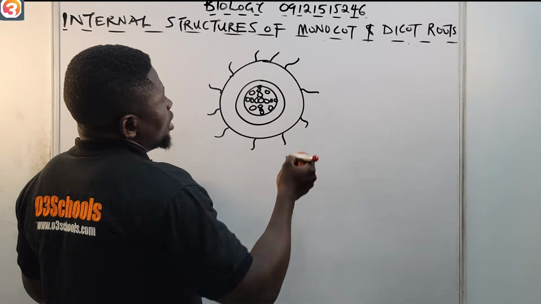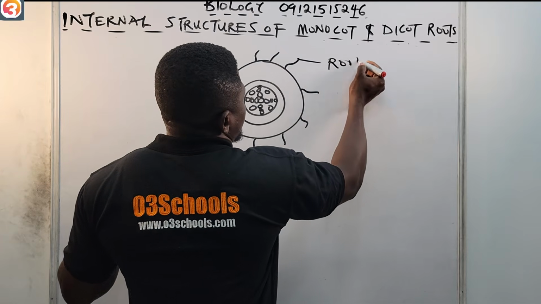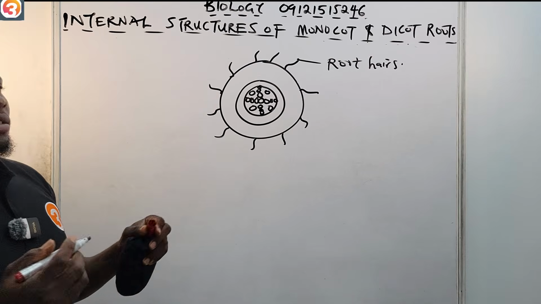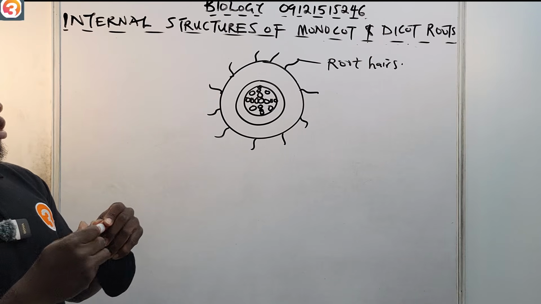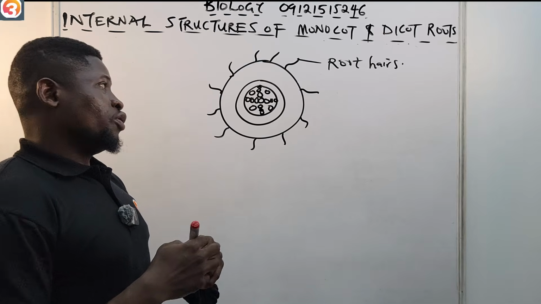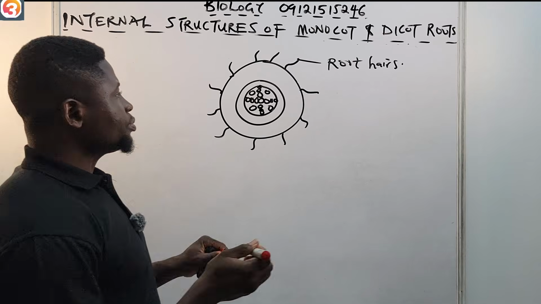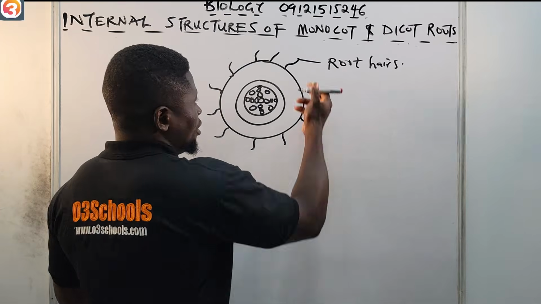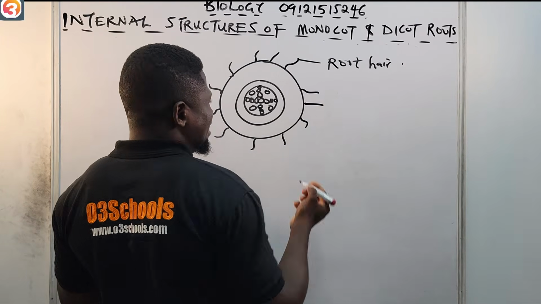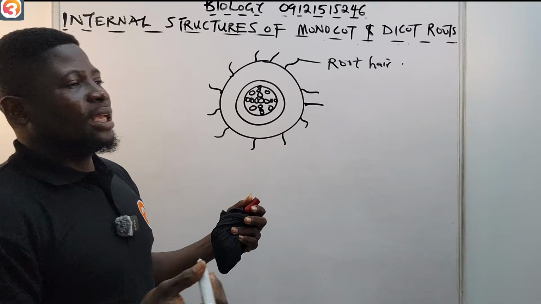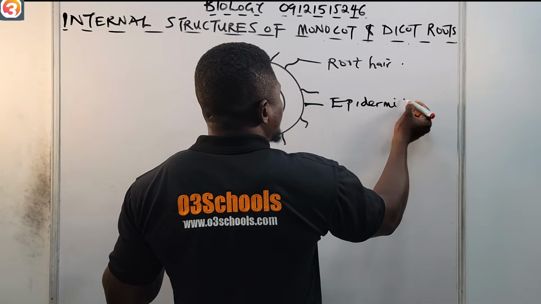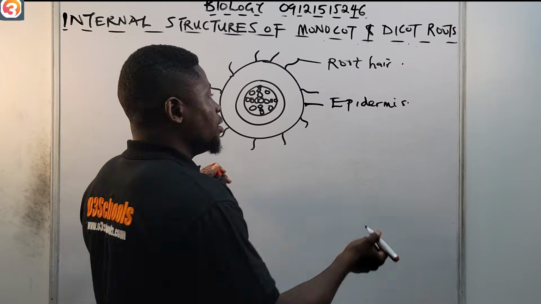These ones are called the root hairs. I'm just going to show you some of the parts. In case you want to take the diagram, you can draw it in your book, just for you to get an understanding of how it looks. This is a dicot root. These are called root hairs. Here is the outermost layer, called the epidermis. This epidermis is also called rhizodermis.